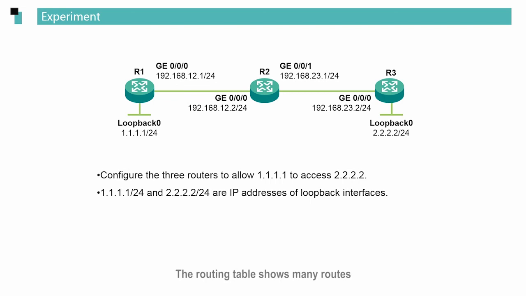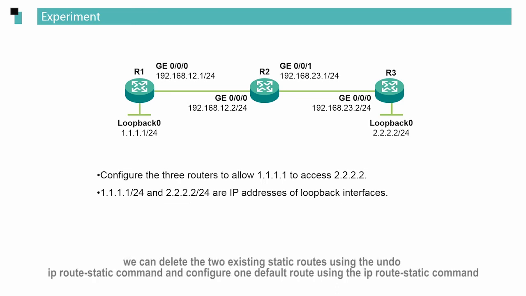The routing table shows many routes, including dynamic ones. To view only static routes, run the display ip routing-table protocol static command. The command output shows that R1 already has 2 static routes. If we configure one more, R1 will have 3 static routes. In practice, R1 does not necessarily need so many static routes.